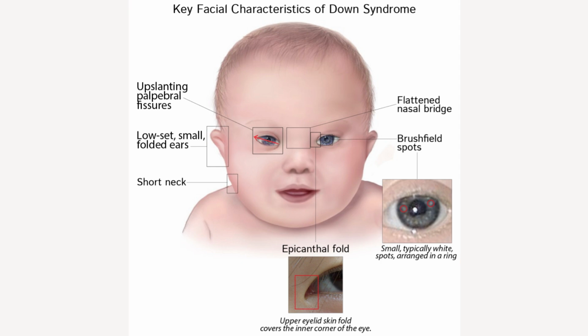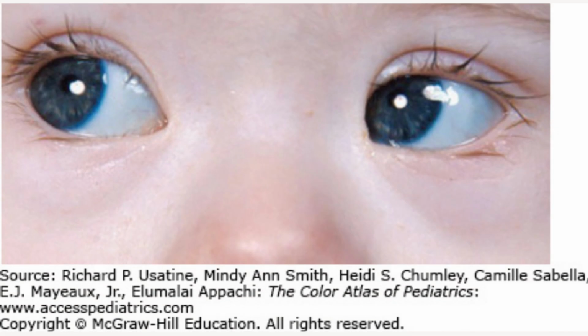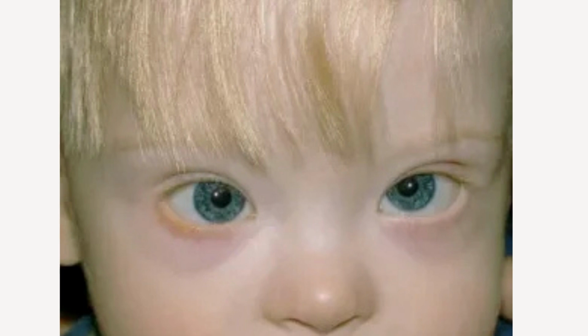Look at the eyes, they have upward slanting palpebral fissures, meaning the openings between the eyelids are directed upward. They also have what's called an epicanthal fold, which is described as a fold of skin on the upper eyelid that covers the inner corner of the eye. Here is a closer picture showing the epicanthal folds. The last feature of the eyes is Brushfield spots, which are small, white spots arranged in a ring shape around the iris. This is a picture showing Brushfield spots in a child with Down syndrome.